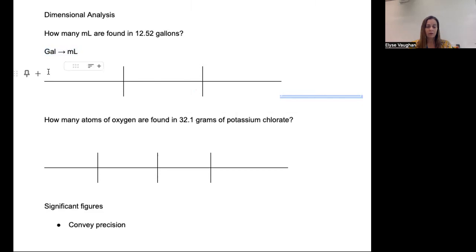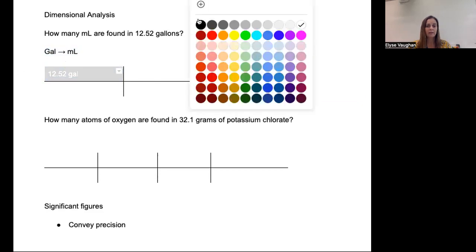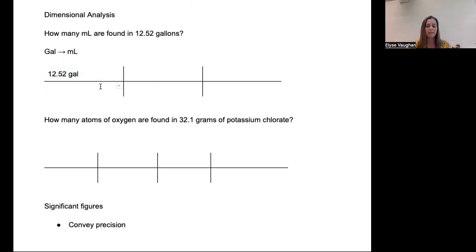So we're going to start with our gallons here. And so we're going to put in the 12.52 gallons. And it's always important to start with as many significant figures as the problem gives you. So they gave us 12.52. We're going to use 12.52. We're not going to round anything. We're going to use that whole number. We also want to make sure anytime we're doing dimensional analysis that we always include the unit. So I have 12.52 gallons.